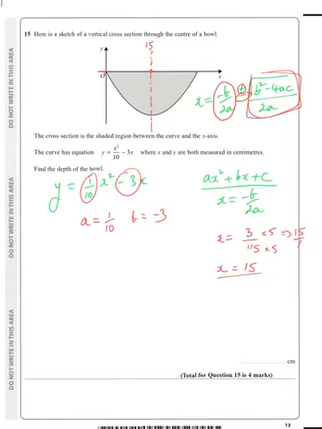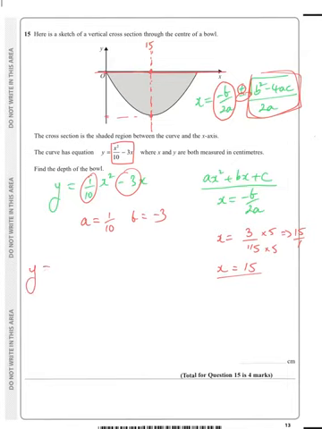Now, therefore we can work out the depth here, because if this part here is on the x-axis, then this part is our starting point, and if we put 15 into this equation, we should be able to work out what the y value gives us. It will be negative, and it will be the depth of the bowl that we want.